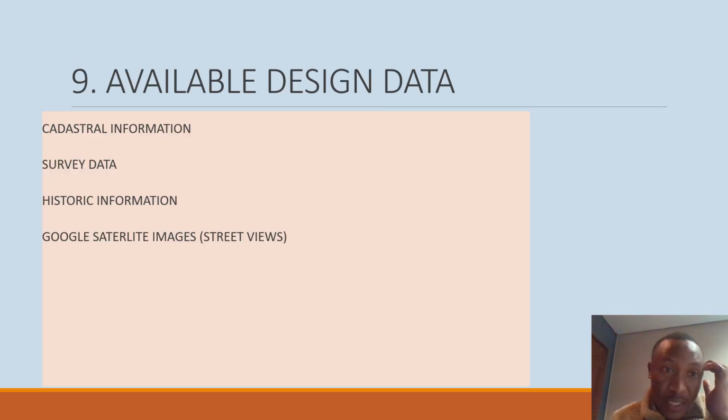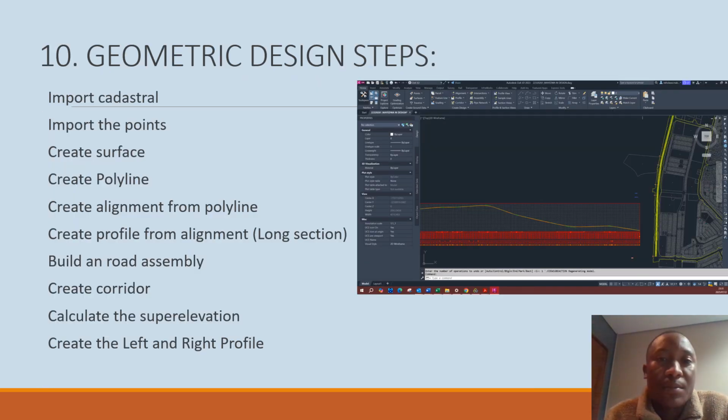Before we began with our design, we had to make sure that we have the cadastral information, make sure that we have the survey data, and also check with the municipality as per the recommendations of the project. For the historic information, we used Google satellite information for the street view. For the geometric design steps of this project, we had to start by making sure that we open a clean file, and then we import the cadastral, and then we import the points.